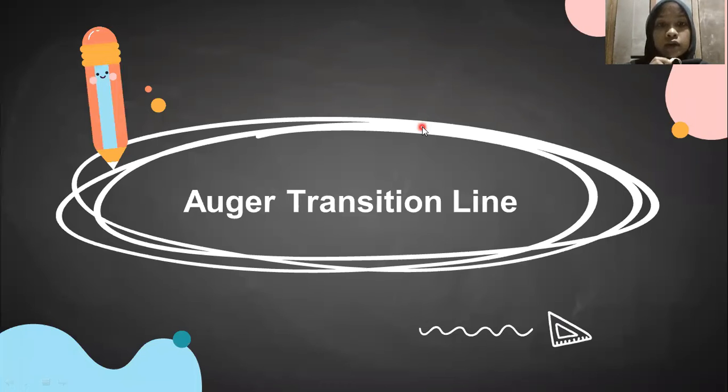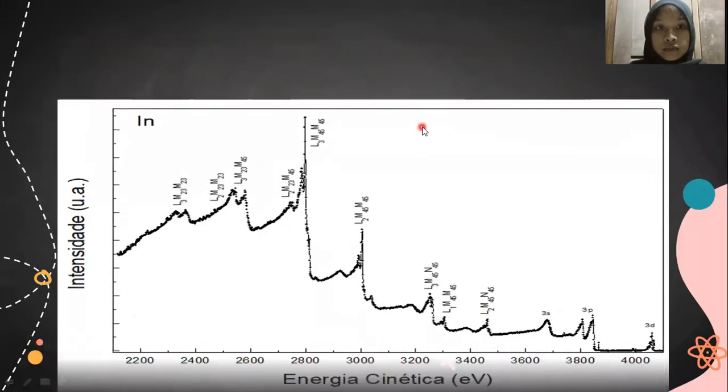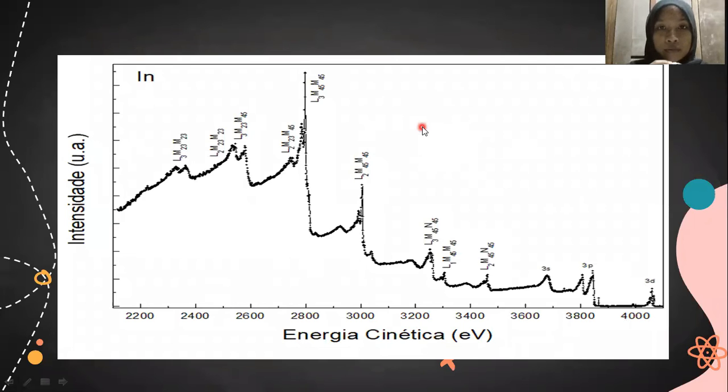And then the Auger transition line. In the picture, the X line is kinetic energy and the Y line is intensity. From the picture we can see the Auger spectra in the differential distribution, characteristic of the element.